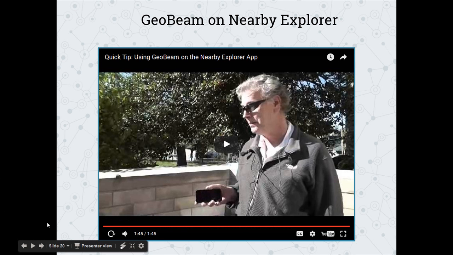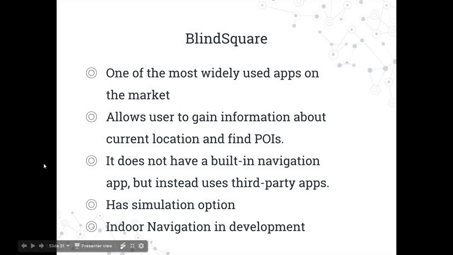So again, that's just a unique feature on the app called GeoBeam, and it is clearly specifically developed for someone who's blind and visually impaired. Okay, so the last app in this category that I want to discuss is Blind Square.